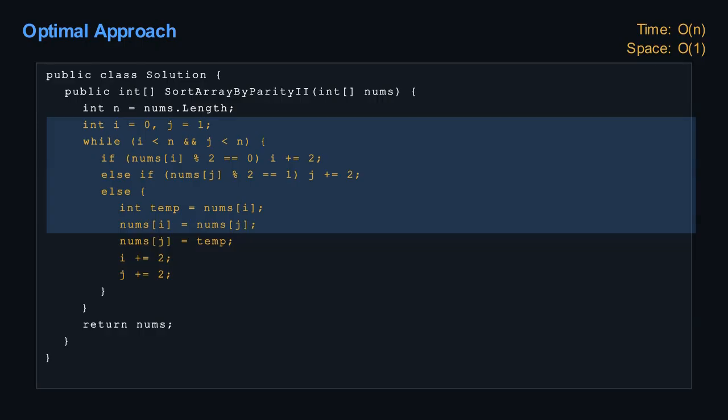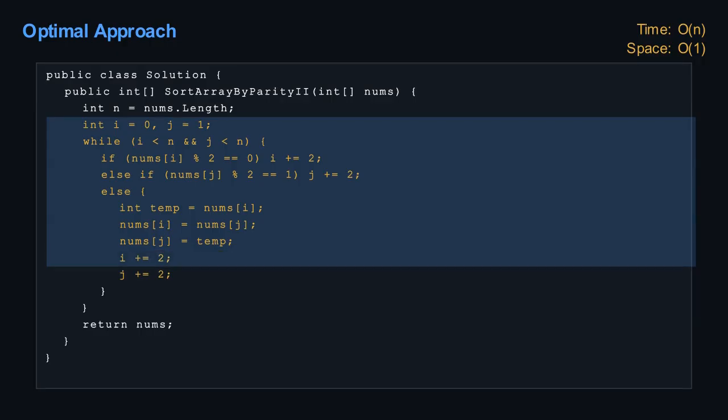Now what if I finds an odd number at an even position, and J finds an even number at an odd position? This is exactly the mismatch we want to fix. When this happens, we know nums[I] is an odd number, but I is an even position, and nums[J] is an even number, but J is an odd position. They are both in the wrong spots, so we simply swap them. We temporarily store nums[I] in a placeholder, then put nums[J] into nums[I], and finally put the placeholder value into nums[J]. After the swap, both numbers are now in their correct parity match positions.